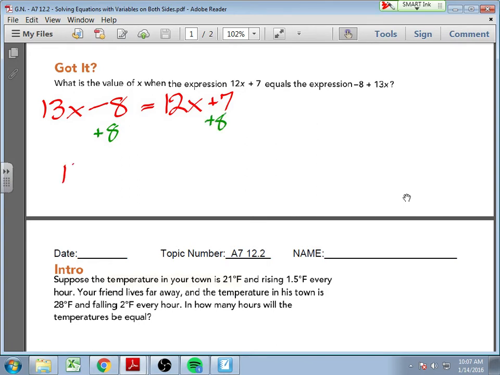That then, my right side only has the variable now. My right side now is 12x plus 15, because 7 plus 8 is 15.